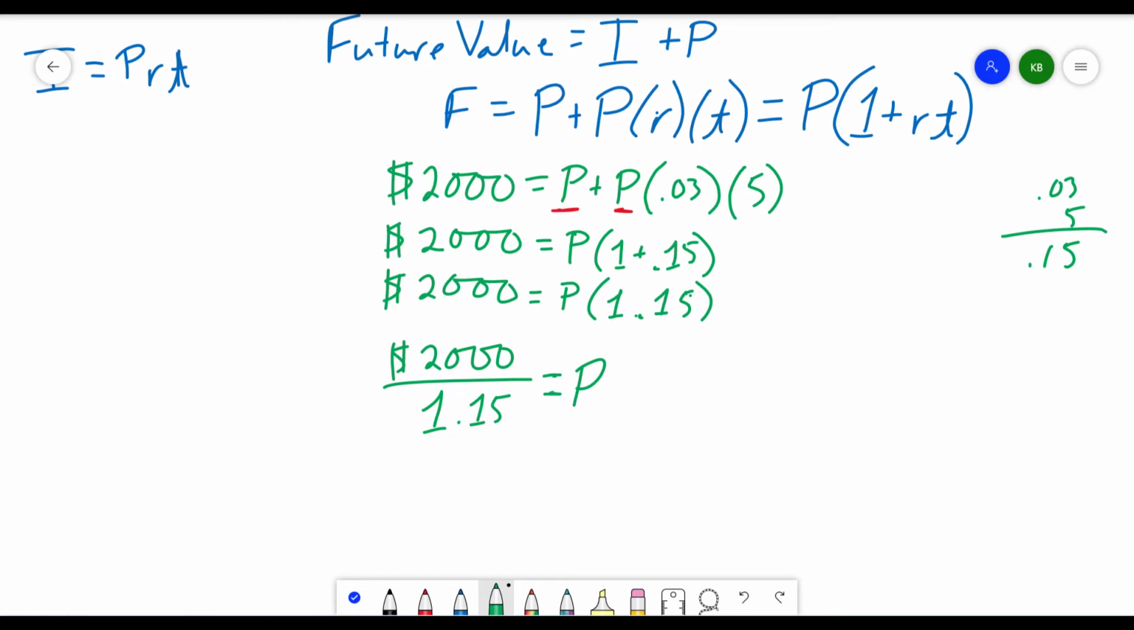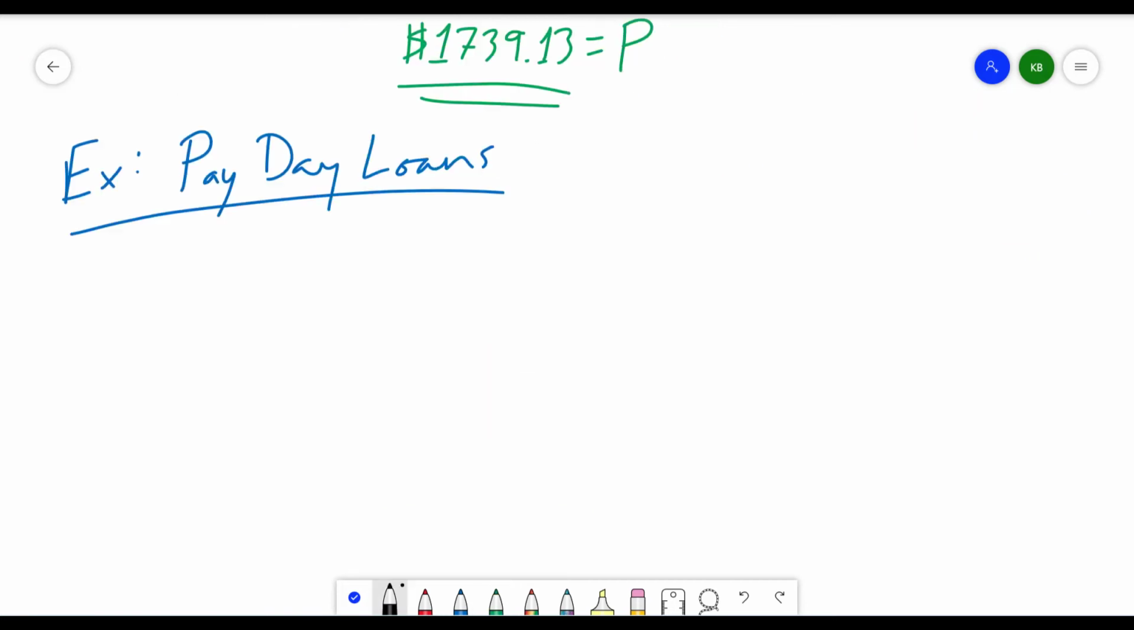So if I do that, I've got $1,739.13 is going to be my principal. So what this is telling me is if I pay in today $1,739.13 in 5 years with this bond, I'll have $2,000.